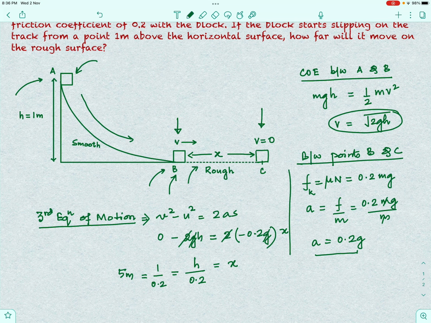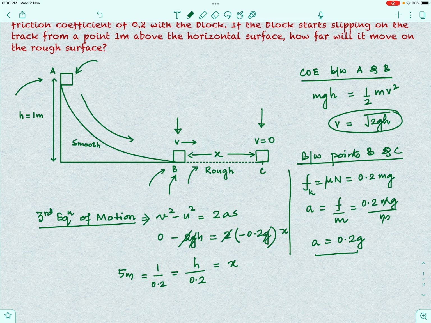First, we have found the velocity at the point B. Then we have calculated the deceleration of the block between points B and C, and then we have used the equation of motion between the points B and C. Yes, there is a shortcut method for this question where, by using one single equation, we can get our final answer without having to do all these calculations.